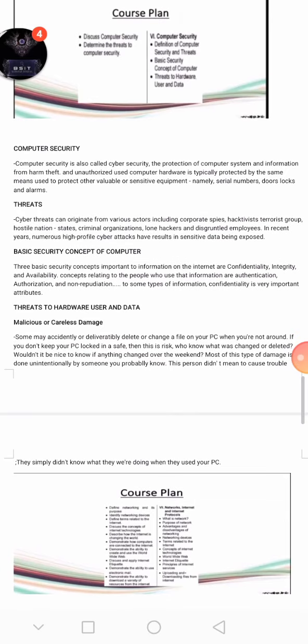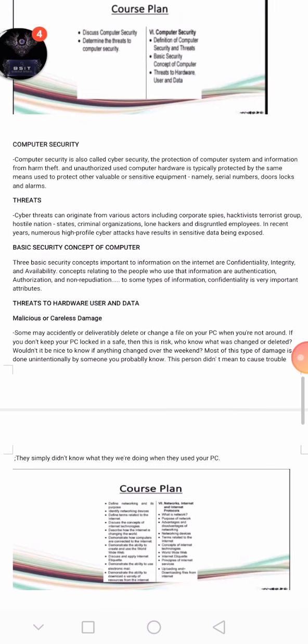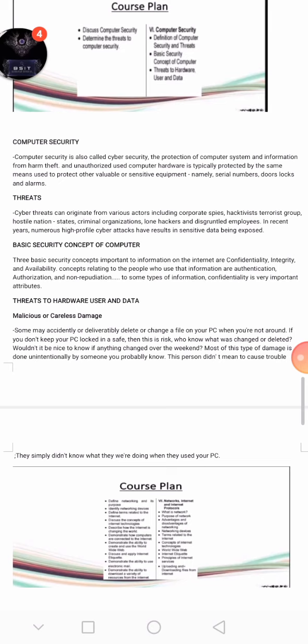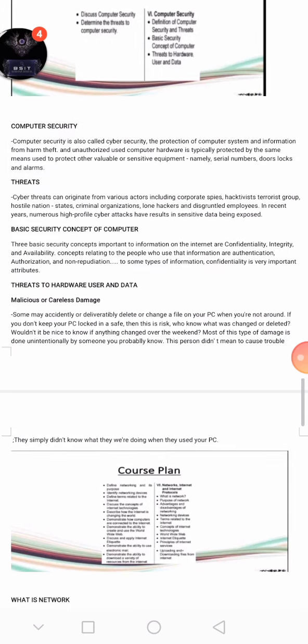Basic security concepts of computer. Three basic security concepts important to information on the internet are confidentiality, integrity, and availability. Concepts relating to the people who use the information are authentication, authorization, and non-repudiation. To some types of information, confidentiality is a very important attribute.